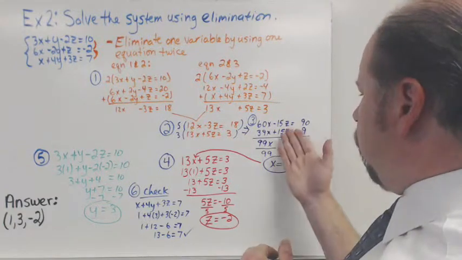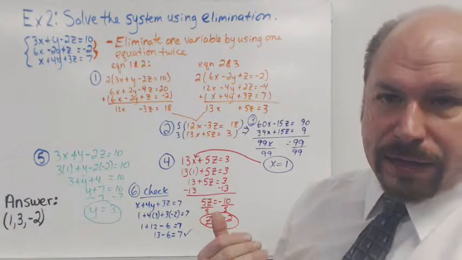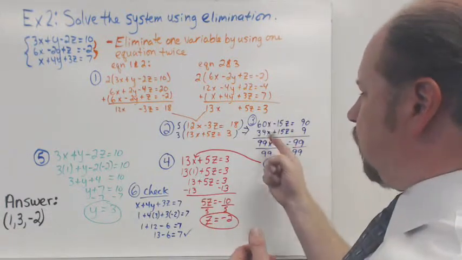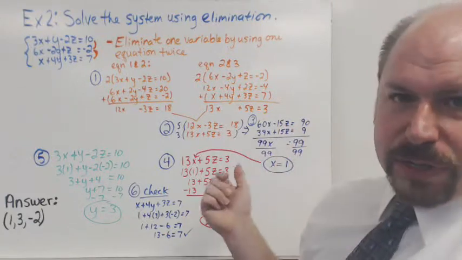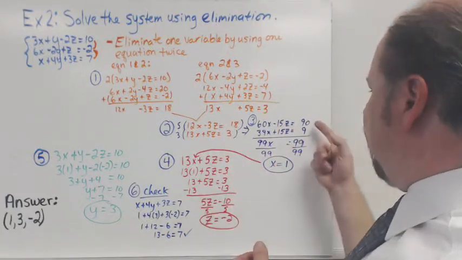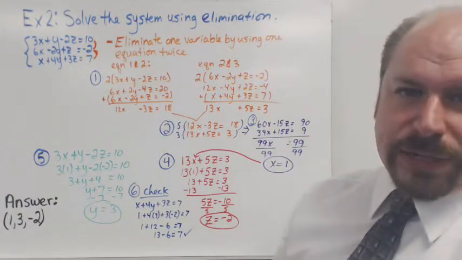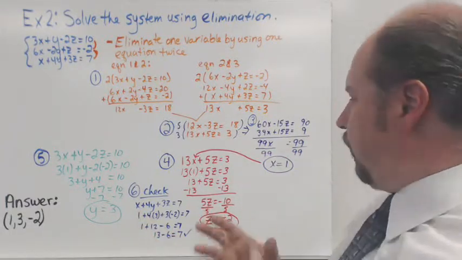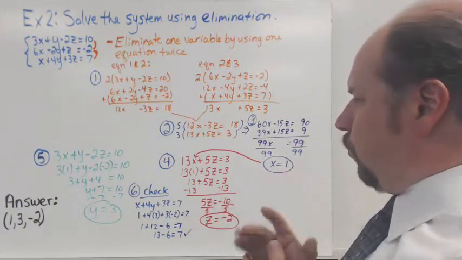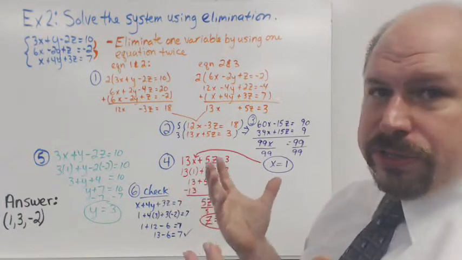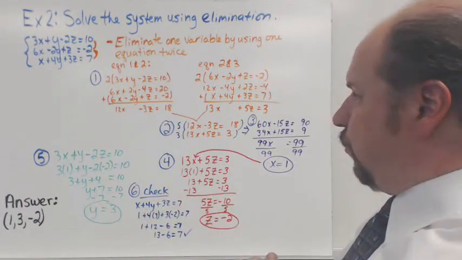Once again, they are opposites of each other, so we're going to add again. So 60x plus 39x is 99x. -15z plus 15z is 0. 90 plus 9 is 99. So we have 99x equals 99. Hopefully that's pretty easy to see. Divide both sides by 99, and we get x equals 1. So we finally have one of our answers so far. x is 1.